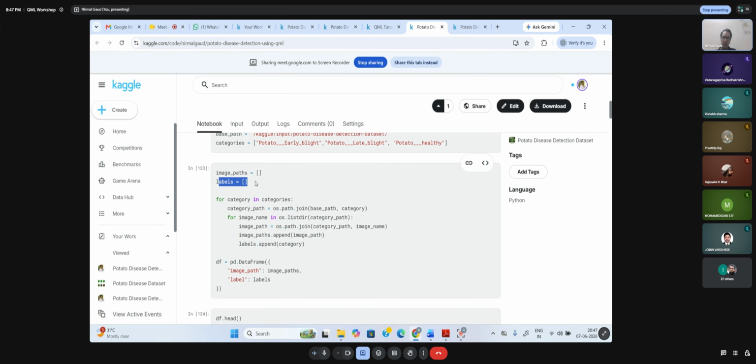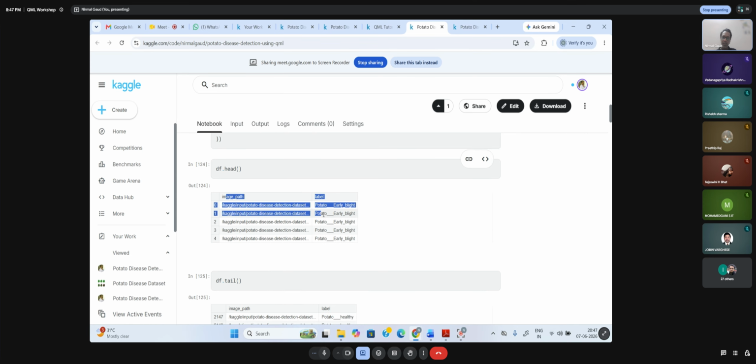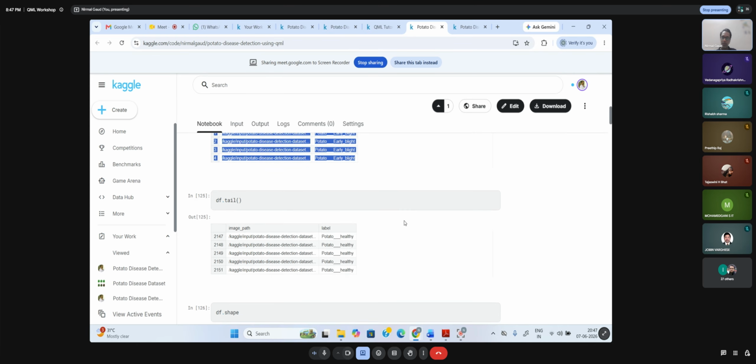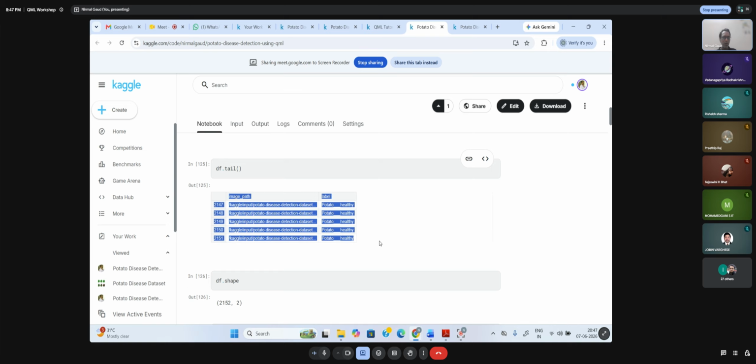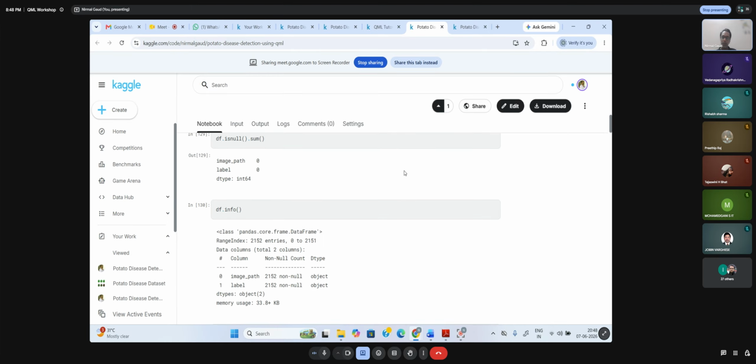Healthy or diseased or whatsoever. Okay. df.head shows the first 5 rows, df.tail the last 5 rows. I don't have that many images. Only 2151 images are there in total, including all the categories. df.shape, df.columns: no duplicates, no null values.